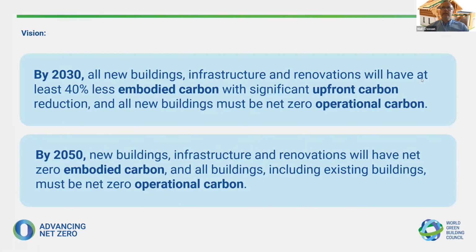So by 2030, as part of this paper, it states all new buildings and infrastructure and renovations will have at least 40% less embodied carbon with significant upfront carbon reduction. And by 2050, new buildings, infrastructure and renovations will have net zero embodied carbon. And all buildings, including existing buildings, must be net zero operational.